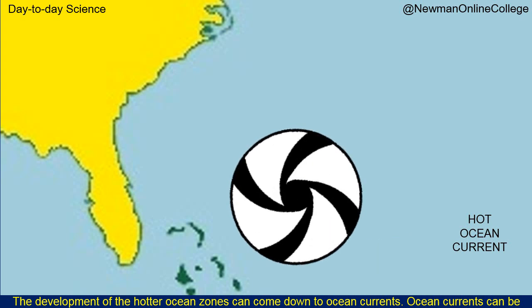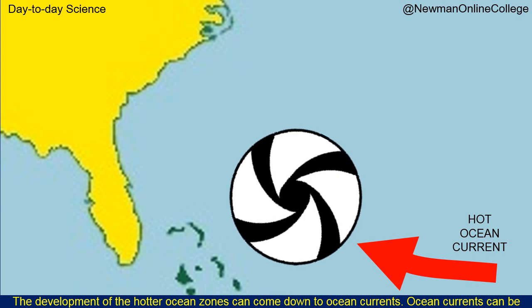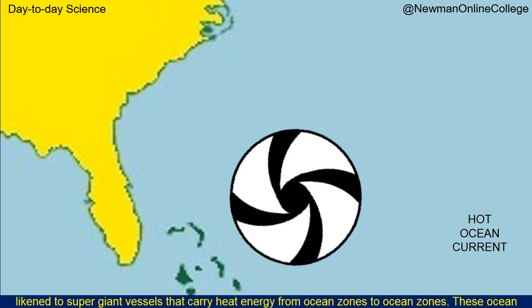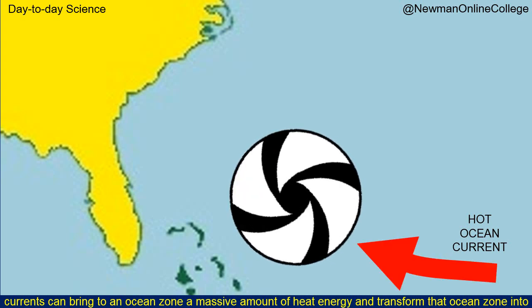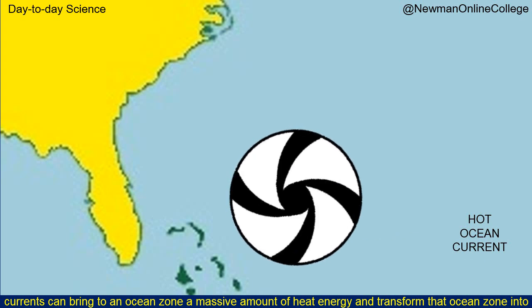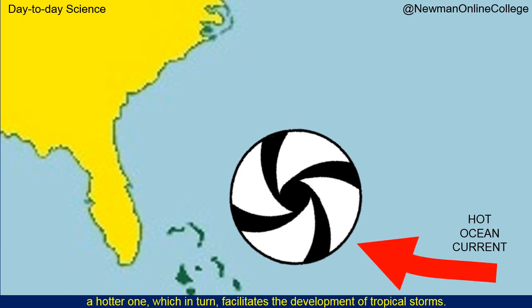The development of the hotter ocean zones can come down to ocean currents. Ocean currents can be likened to supergiant vessels that carry heat energy from ocean zones to ocean zones. These ocean currents can bring to an ocean zone a massive amount of heat energy and transform that ocean zone into a hotter one, which in turn facilitates the development of tropical storms.